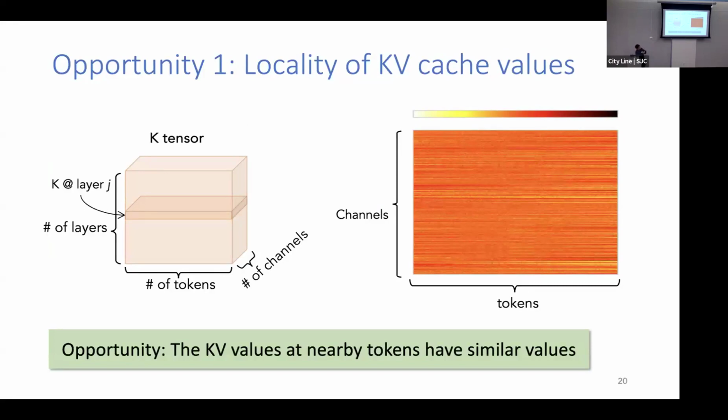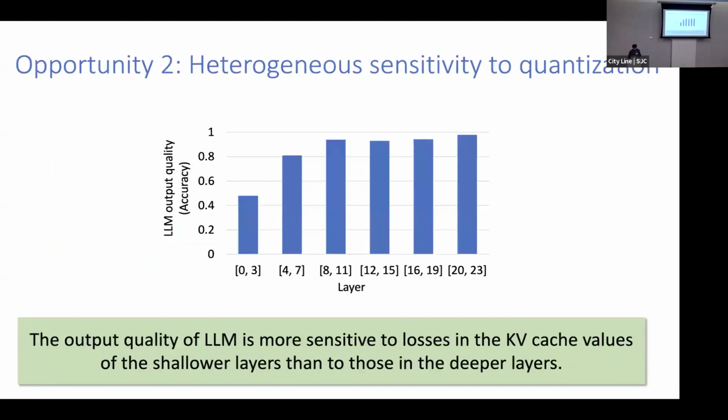Look at the right. The values are not totally random. There are values that look similar, at least horizontally. I'll quickly show these slides because I'm over time now. This graph shows that values produced by the shallow layers of large language models are more sensitive to quantization than later layers. Intuitively, this is because errors in early layers will propagate through the different layers.